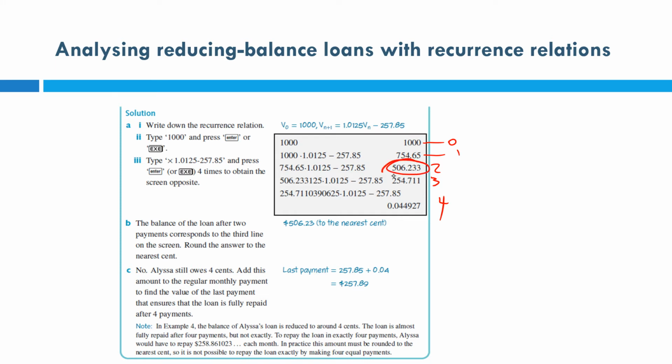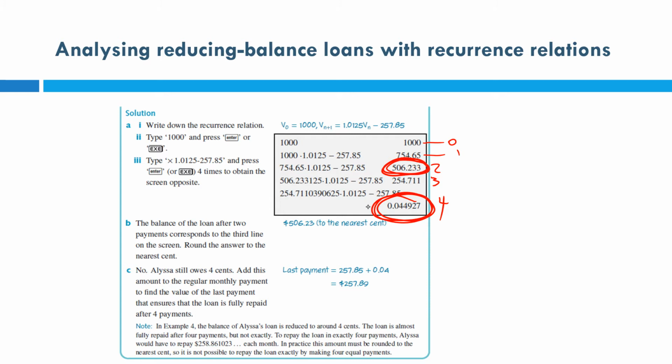That was already in our calculation. But Part C is asking, is the loan fully paid out after 4 payments? And we know that it's not, because 4 cents is left over. And that 4 cents, you have to pay it back, otherwise it keeps the account open.